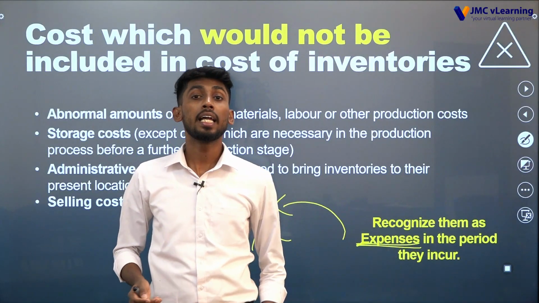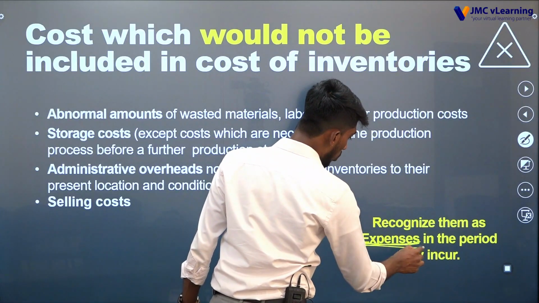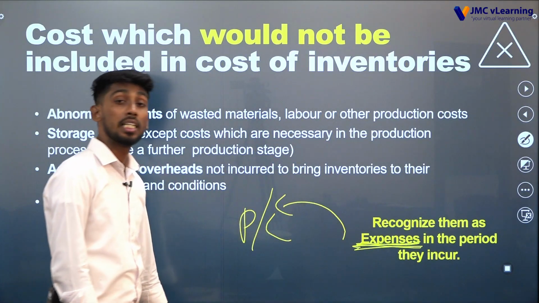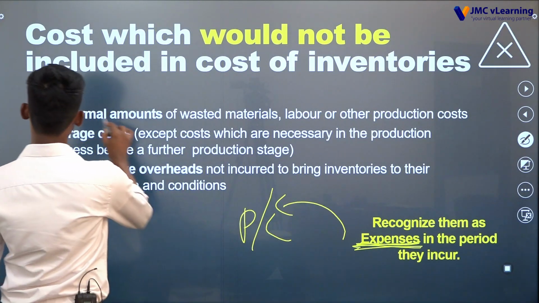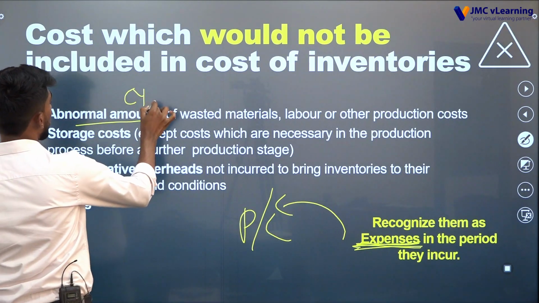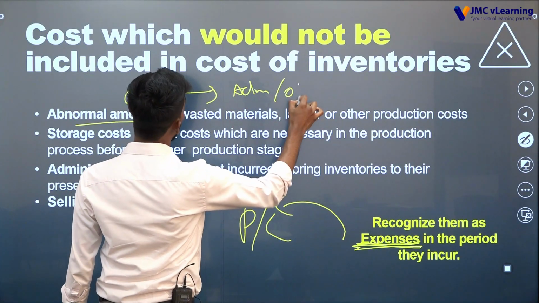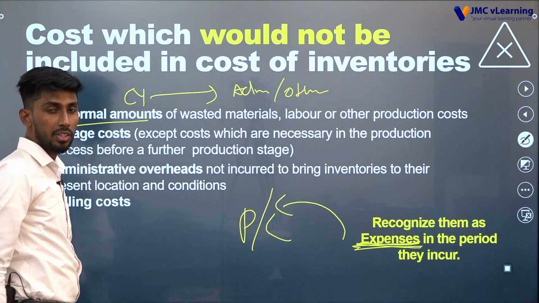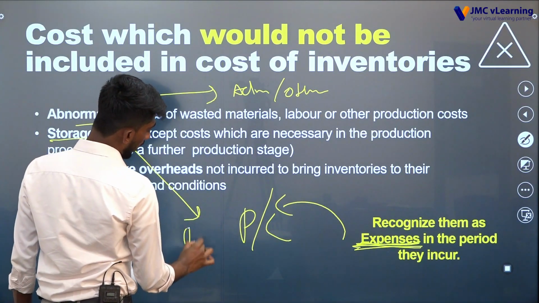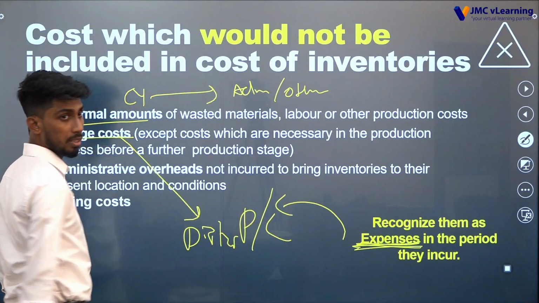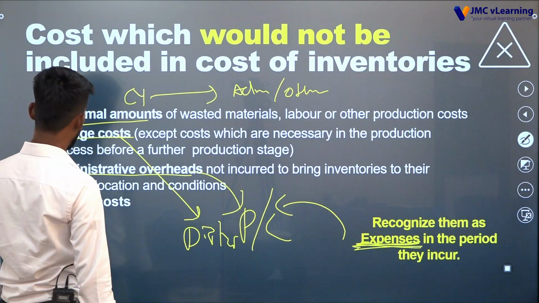These are just expenses. Therefore, what you need to do is recognize them as expenses in the period they are incurred. If we incur an abnormal loss in the current year, then we need to recognize this abnormal loss under admin expenses or other expenses in profit or loss. If we incur storage cost, usually we will recognize that under distribution expenses. If we incur administrative overhead cost, it is definitely an admin expense.